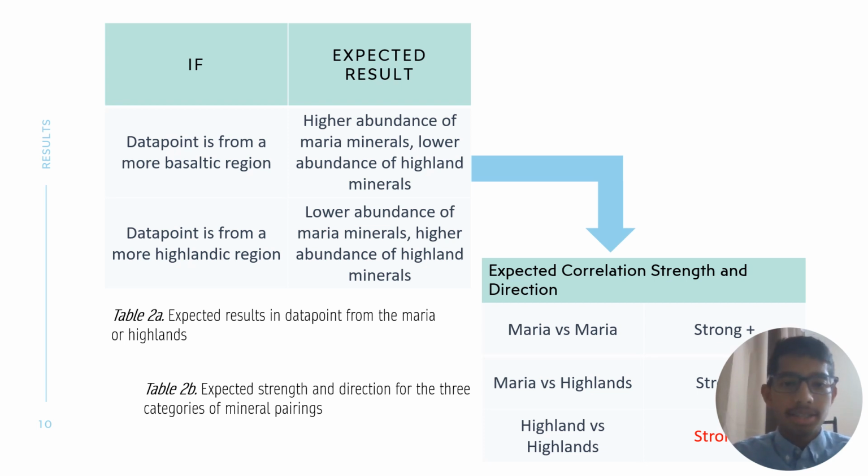This is because the magma which formed the Highlands was of a non-uniform composition, so merely having more Highlandic material contained in a data point does not translate to having more of the minerals characteristic of the Highlands, while the lava which formed the Maria was of a homogeneous composition, where having more Maria material in a data point does translate to having proportionally more of every comprising mineral.